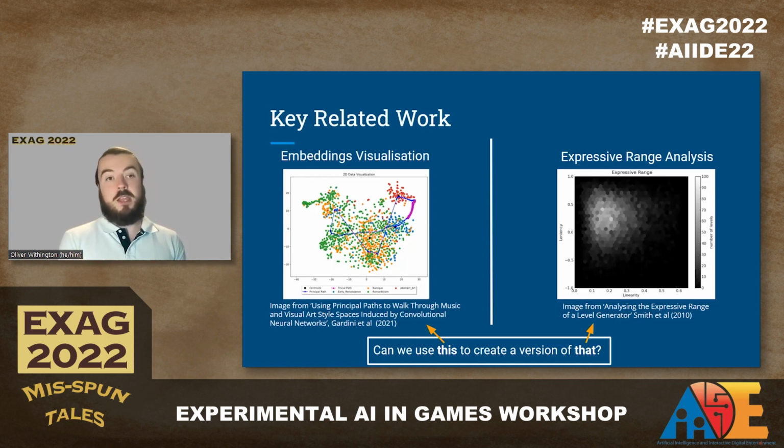And similar to ERA, the goal for these visualizations is that levels or artifacts that are close together are similar in ways that we would recognize, which potentially, well, basically this paper was exploring, can we use this technique to produce ERA style visualizations of generative spaces without some of the downsides of ERA?